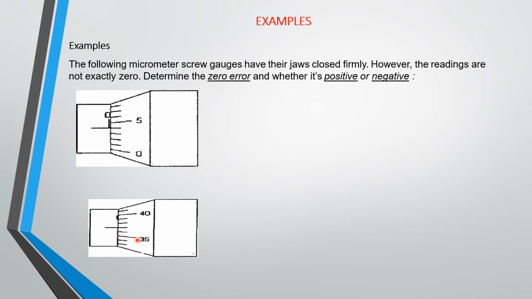This is 35, 36, 37. Subtract this reading from 50. Since you have known that this is a negative zero error, subtract this reading from 50, multiply your result by the accuracy of this machine, and that gives you your zero error. So right away, this is what you do for this one. This is already a negative zero error, we know that.